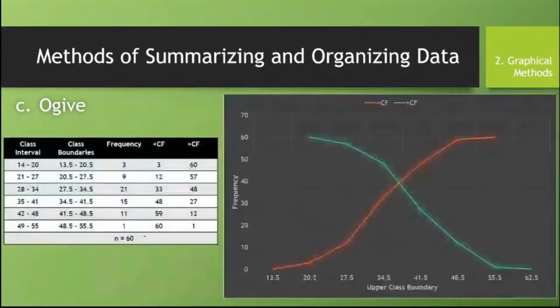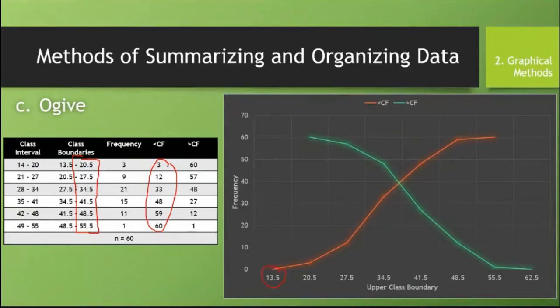Now you have your upper class boundaries plotted against the less than cumulative frequency. Then you have this graph here. Now it should look like an S, almost an S figure. Then this one, the greater than cumulative frequency, is like an inverted S. Now take note of these values.